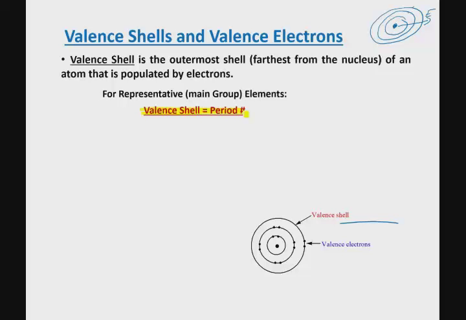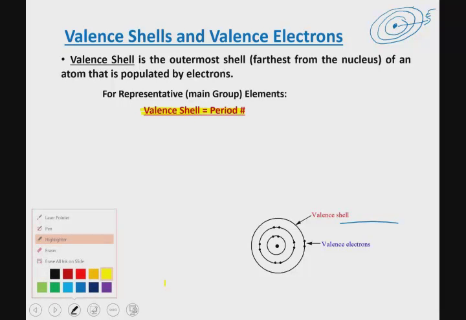Let's take tin. Tin is in period 5. Therefore, that shell will be the valence shell for tin atom. How about oxygen? What is the valence shell for oxygen? Exactly, 2. Shell number 2, because oxygen is in the second period. How about lead? Lead is a symbol Pb, and it is shell number 6, that is the valence shell for lead, because lead is in the 6th period. So for main group elements only, the valence shell equals the period number.